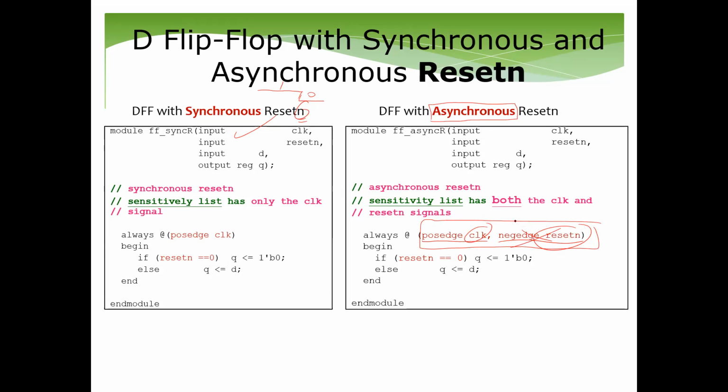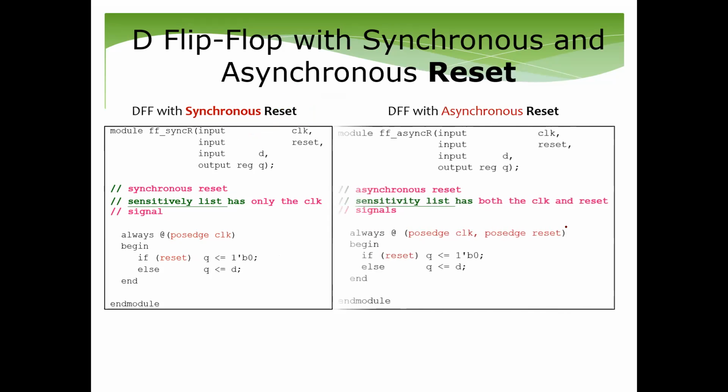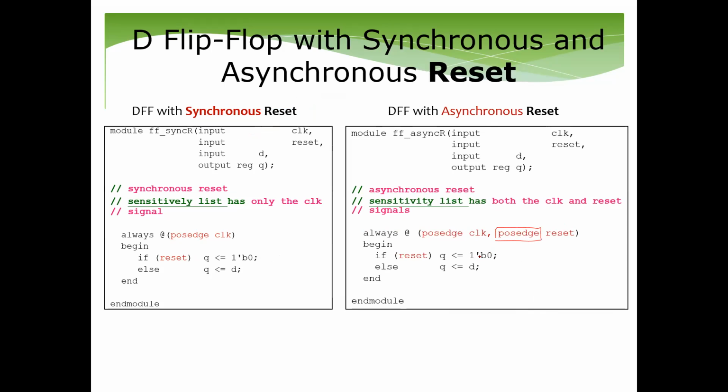Therefore we cannot write here reset. If reset changes, anyways, this will not compile. It will give you an error. So that's why we're going to use negative edge of reset. We will use negative edge of reset if you're using an active low reset, and you will use a positive edge of reset if you are using just an active high reset.